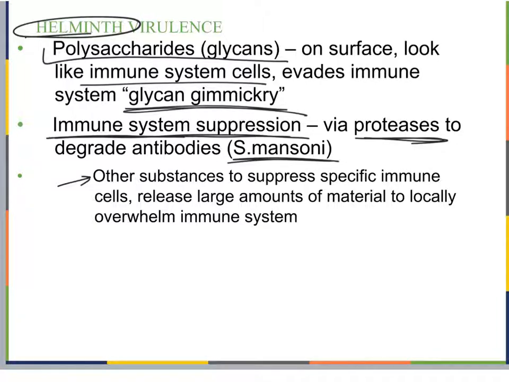So not only can they make it look like they're part of the immune system and produce proteases to break down the immune system, but they can also just put stuff out there that is not them, but is also not us. And so our body will go in and start to attack all this stuff because it wants to get rid of it, because it's not a self cell. And that makes it so that our immune system is busy working on all of this other stuff while this helminth continues to grow, reproduce, and continue infection.